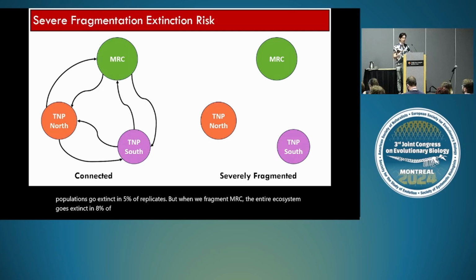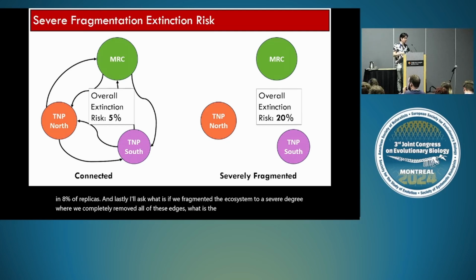Then lastly, I'll ask, if we fragmented the ecosystem to a severe degree, where we completely removed all of these edges, what is the outcome? We see that the extinction risk increases from 5% in the connected case to 20% for the entire ecosystem in the fragmented case.